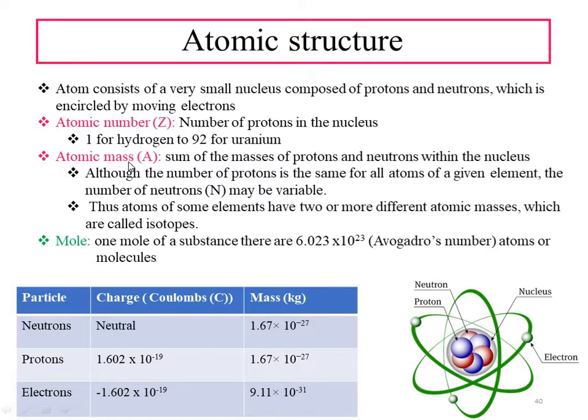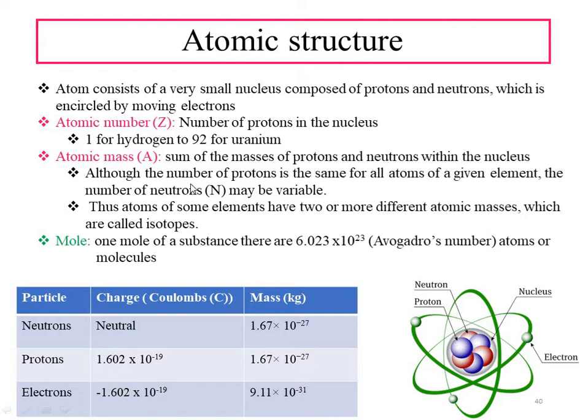The next one is the atomic mass. Atomic mass is defined as the sum of the masses of the protons and neutrons. The protons have a certain mass and the neutrons have a certain mass, and the total mass of an atom is considered as the sum of the mass of protons and the mass of neutrons. We will not consider the electrons much here, because the mass of the electrons is very small in comparison to the mass of the neutron and proton.